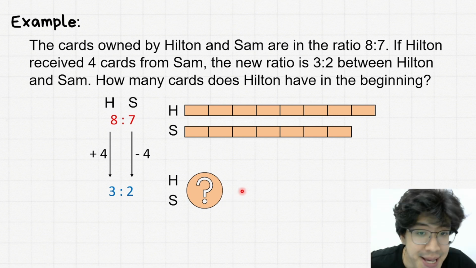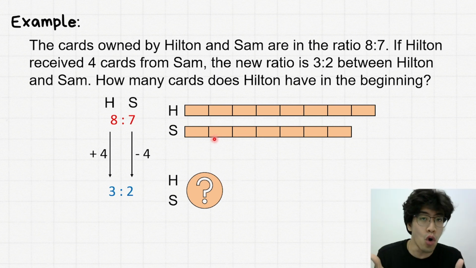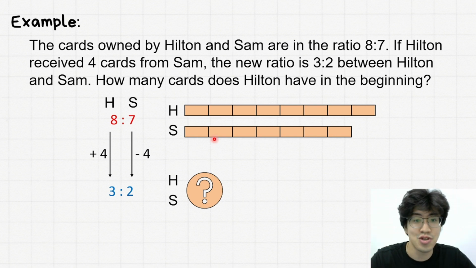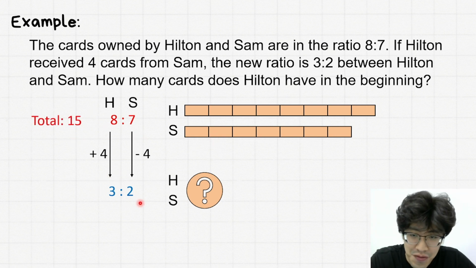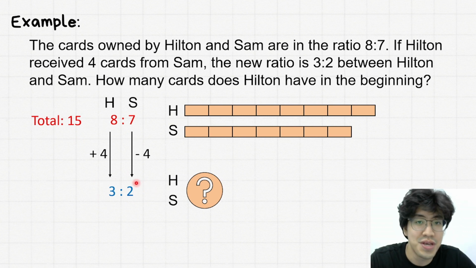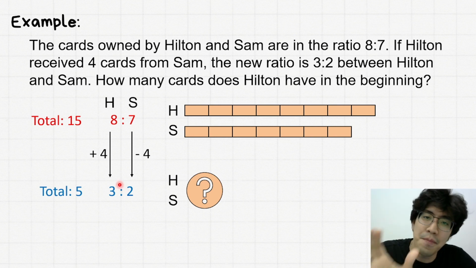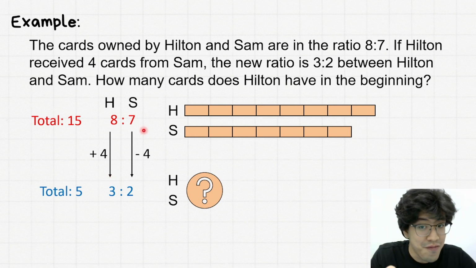In the beginning, Hilton would have 8 units and Sam would have 7 units. So that's in total of how many units? Well, you got it right. That is a total of 15 units over here. But then at the end of the day, how many units do I have over here? Well, 3 plus 2, that is 5. So straight away, we can feel like something must be wrong. In the beginning, I have 15 units, but at the end of the day, I only have 5 units.